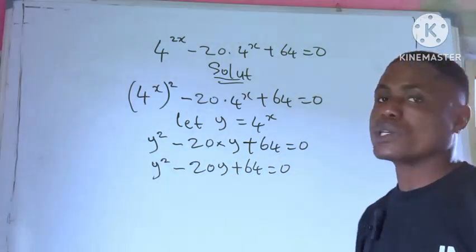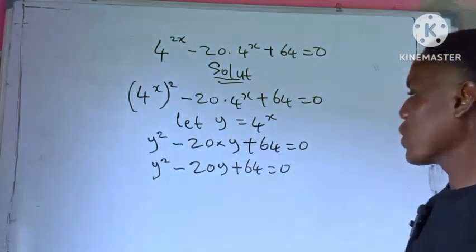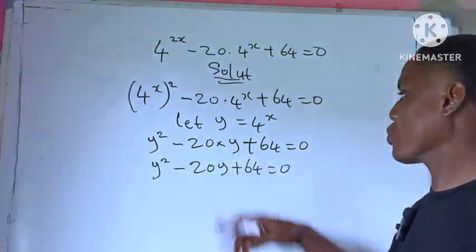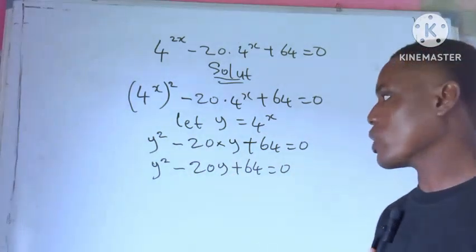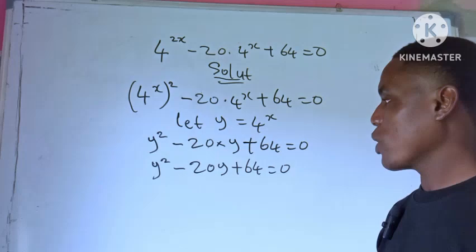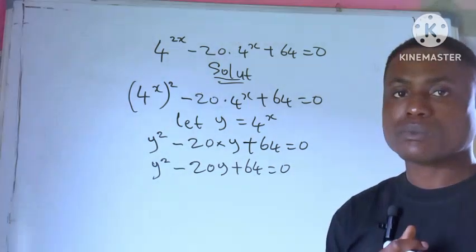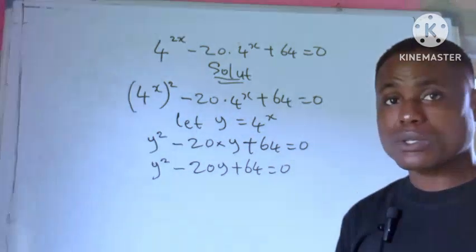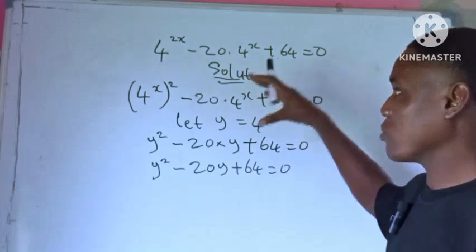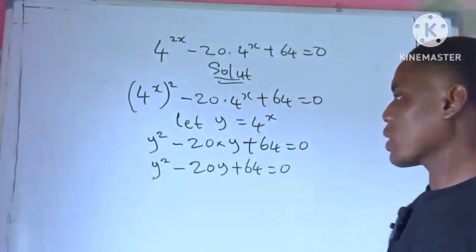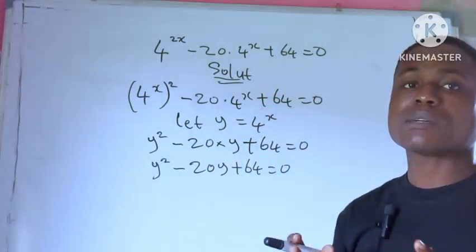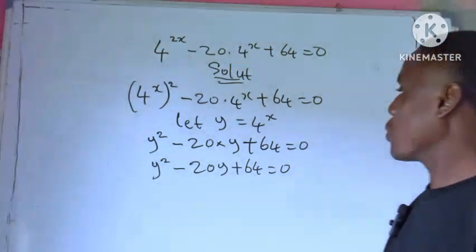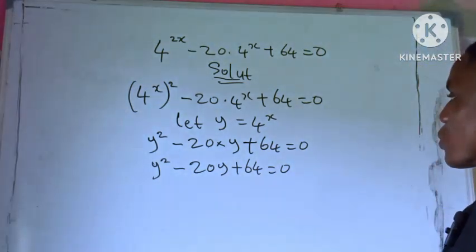Now, this is a quadratic equation, right? So from here, you can use the formula method to solve and get your answer, or you can use the completing square method, or you can use the factorization method. But to manage your time, if you see this type of question in the exam, you can use the factorization method because that is the fastest way to solve quadratic equations. So let's use the factorization method.